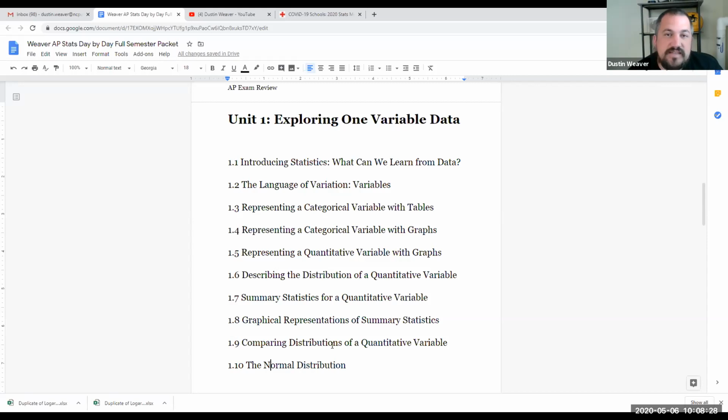So a z-score of 0 would mean that you are exactly at the mean. A negative z-score would mean you're below the mean, and a positive z-score would mean that you are above the mean. So that's how the normal distribution works there. So that's everything that's in Unit 1, exploring one variable data.